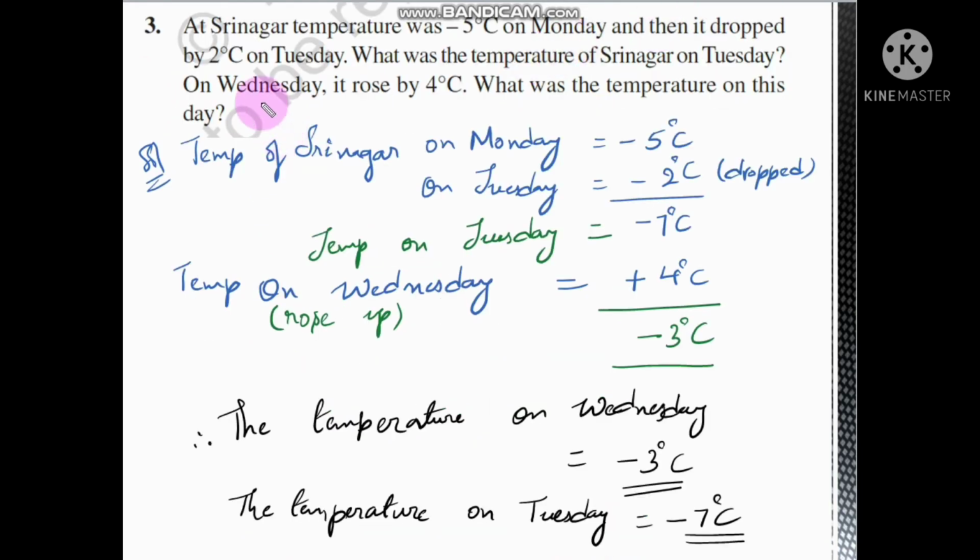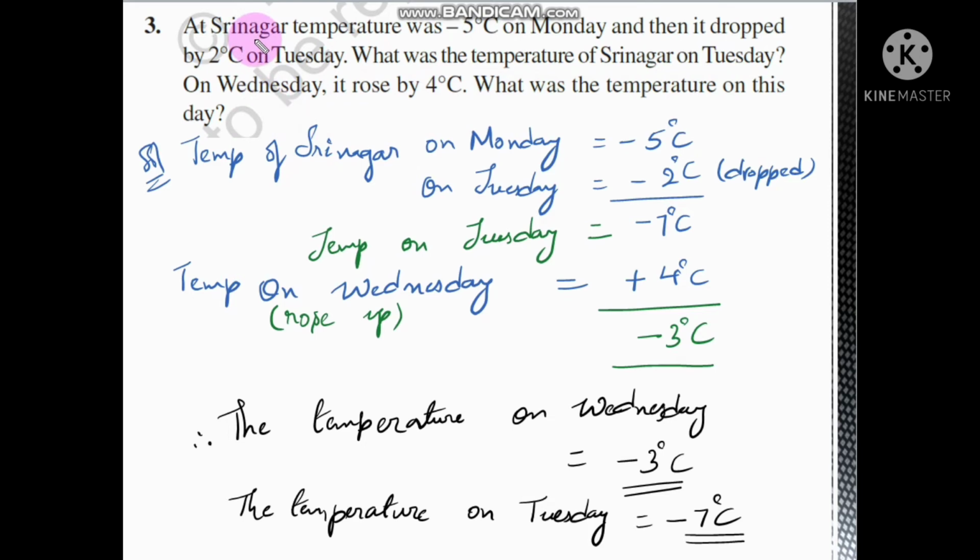Question number 3. At Srinagar the temperature was minus 5 degrees centigrade on Monday and then it dropped by 2 degrees centigrade on Tuesday. What was the temperature of Srinagar on Tuesday? On Wednesday, it rose by 4 degrees centigrade. What was the temperature on this day?